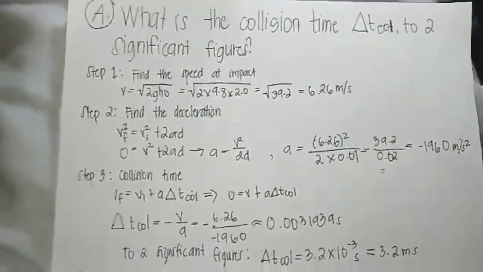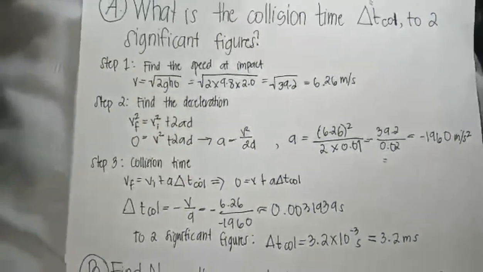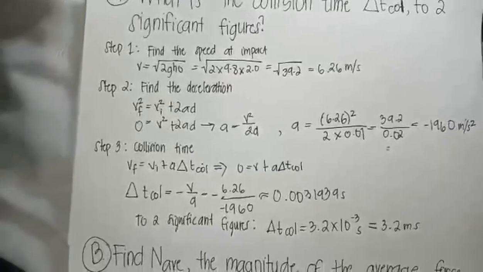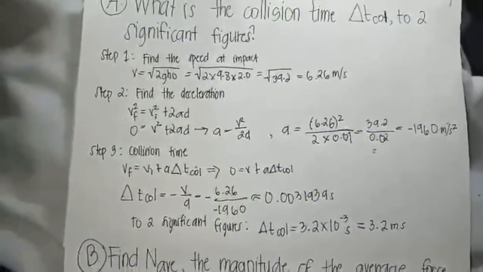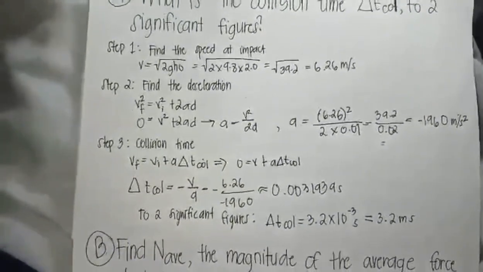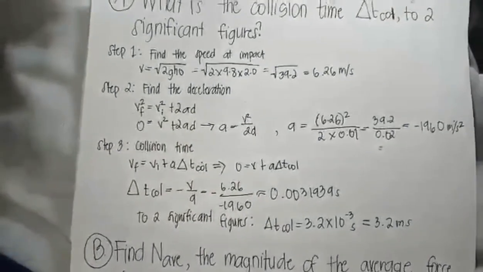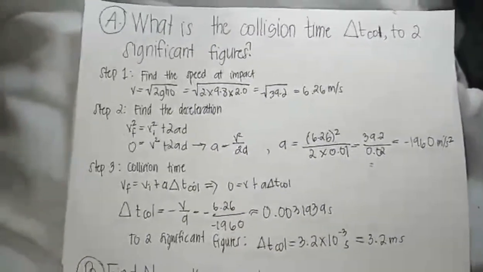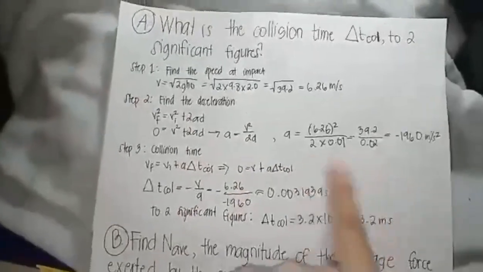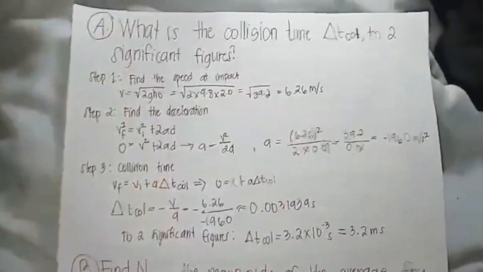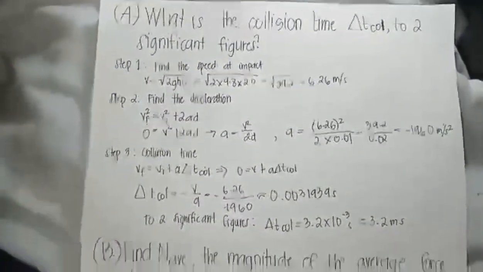Step 2 is we are going to find the deceleration. The formula for the deceleration is v squared sub f is equal to v squared sub i plus 2ad. And then we are going to derive. So now the formula is a equals v squared over 2d. After that, we are going to substitute the value, and then if we're going to calculate that, the answer is negative 1960 meter per second squared.